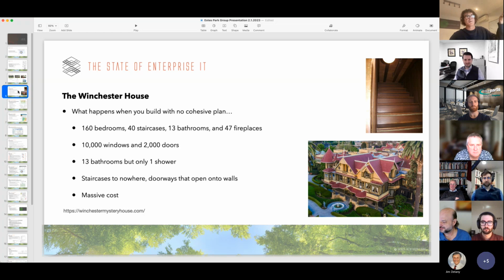You can climb stairs, open a door, and it's parodied in The Simpsons, where you could fall out of a door 2 stories up because there's nothing after there. I love this: 13 bathrooms and only 1 shower.